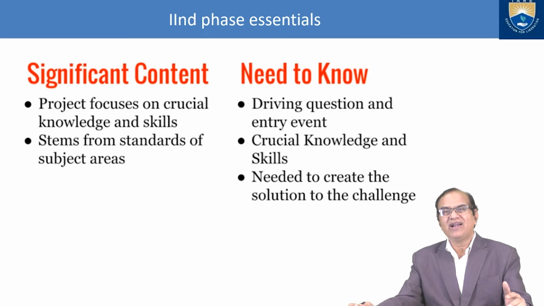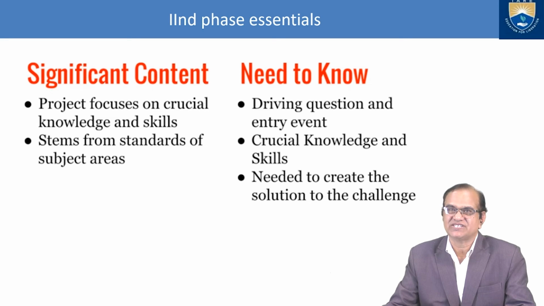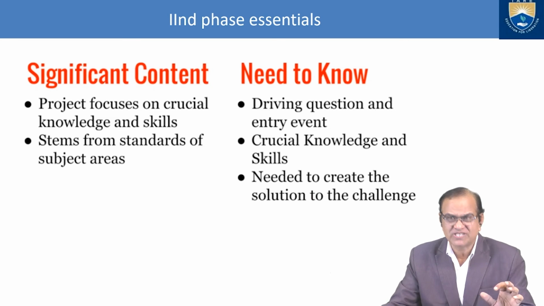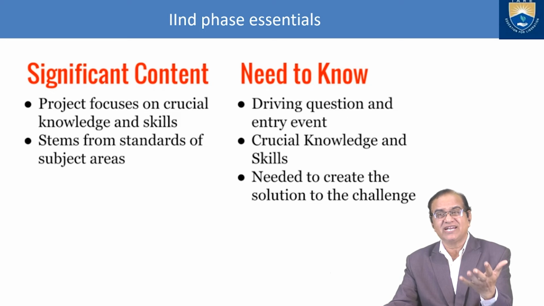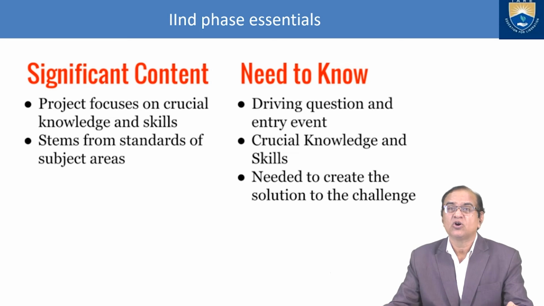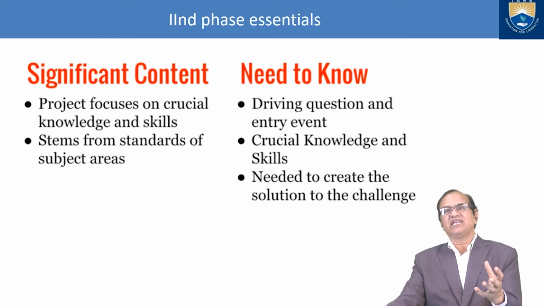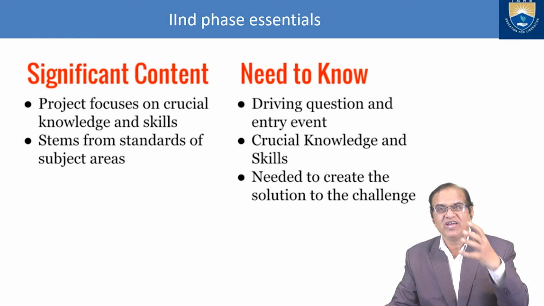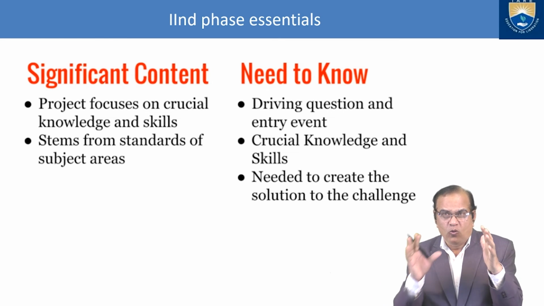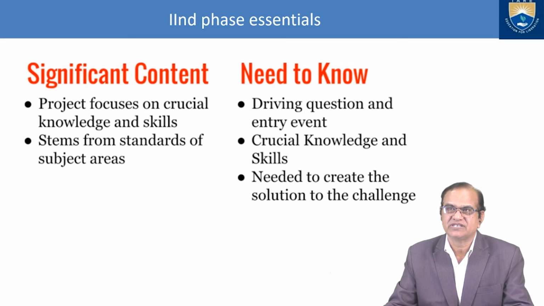So this is the significant content. What content do you have to have in this? Here we have the project focuses on crucial knowledge and the skills. So first, what type of content you have to understand and read? The project focuses on crucial knowledge and the skills. It stems from standards of the subject area. In which subject area it is falling, from where the standards are, and what type of material you have to read. And what you need to know?